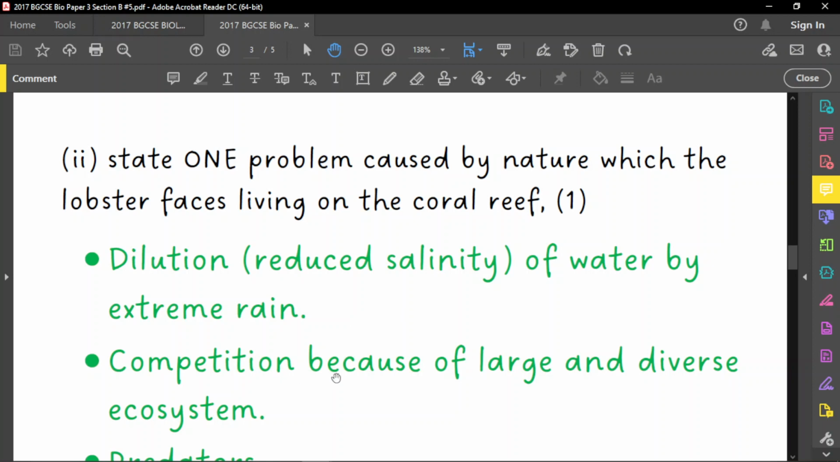Another big thing here, which is naturally occurring, is competition. Competition is there because of large and diverse ecosystems.